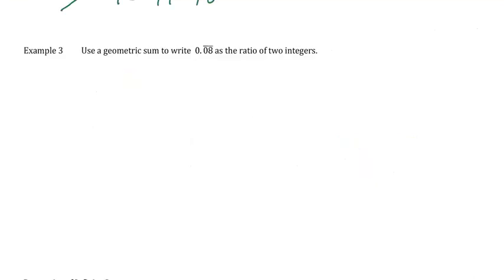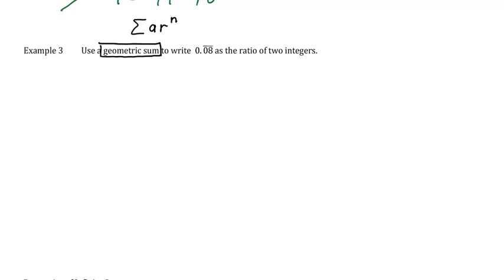In example 3, we want to use a geometric sum, we'll talk about what that means, to write the repeating decimal of 0.08 as the ratio of two integers. So we want to write it as a fraction, basically. So what is a geometric sum? Well, we've just seen what a geometric sum is. It looks like a sum of a r to the n. So our goal is to use this to write this decimal as a ratio of two integers.